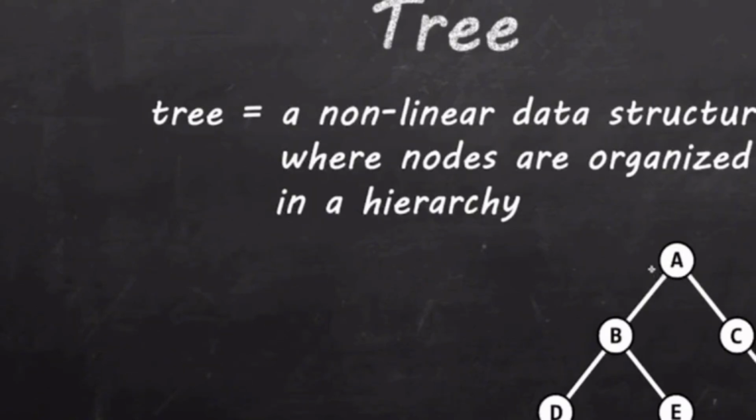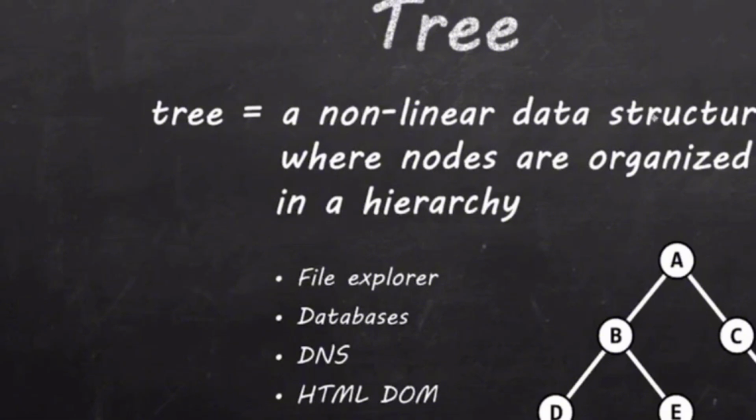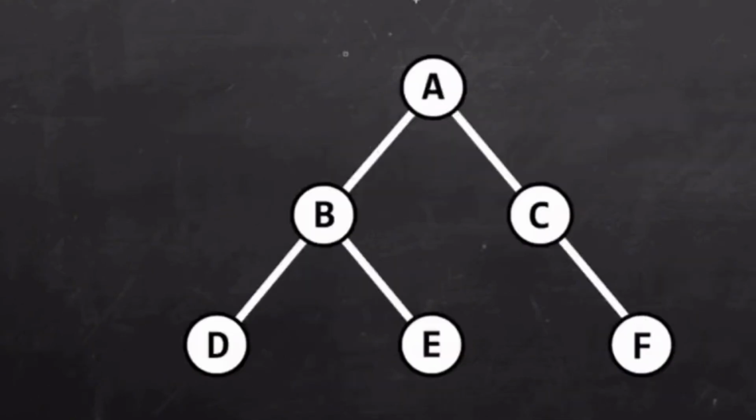A real-life example of a tree is a family tree, and maybe we're at the node D. So B is a parent, E is your brother or sister, A is your grandparent, and C can be an aunt or uncle, and F is your cousin. A tree could be an example for making a website or programming, or something like File Explorer, databases, DNS, and HTML DOM.